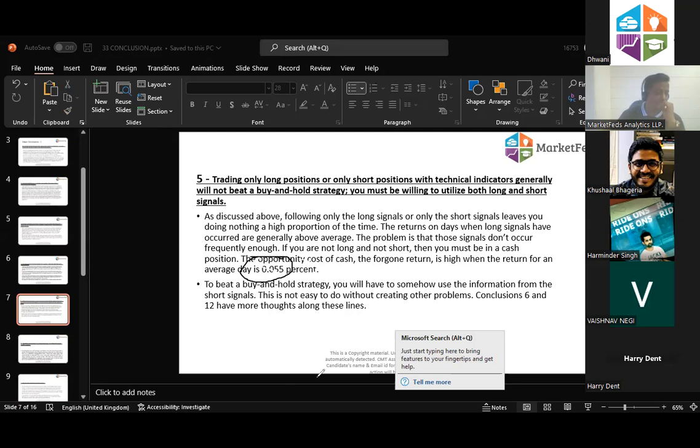Obviously, you should learn all the 12. But how would you justify your answer when you're reading this chapter? The average daily return is 0.055%. That is the opportunity cost of cash. That is the foregone return, and that is very high for a trader, right? It's the case of buy and hold, right?